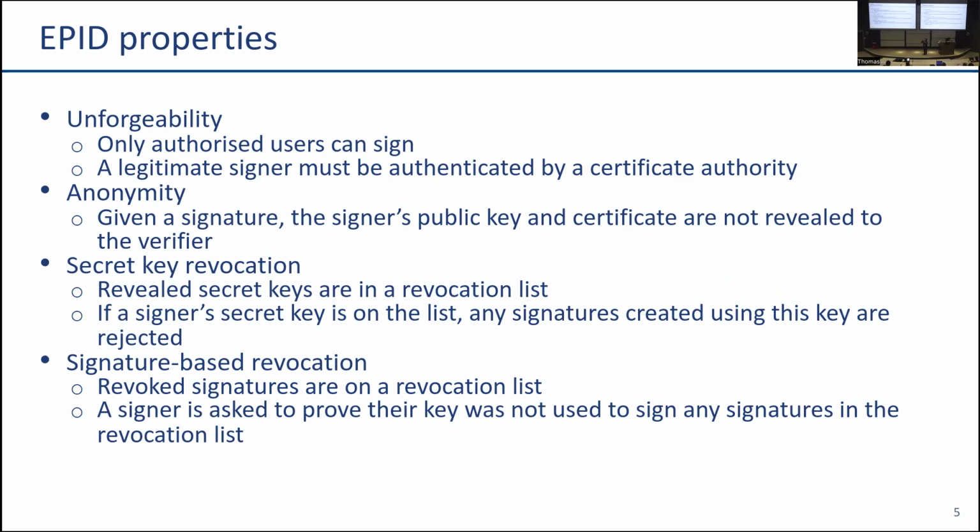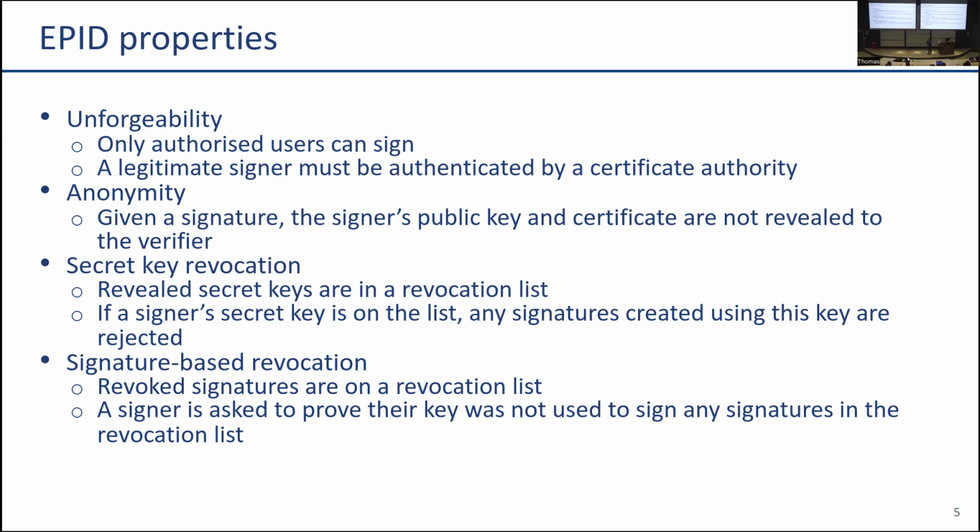Based on this, we have interesting EPID properties. As with all signatures, unforgeability is of course needed. Then we also have anonymity. Anonymity is because the verifier does not have the public key and certificate, only the certificate authority's public key. So the signer is actually hiding in the group. The group is everybody who got a certificate from the same certificate authority.